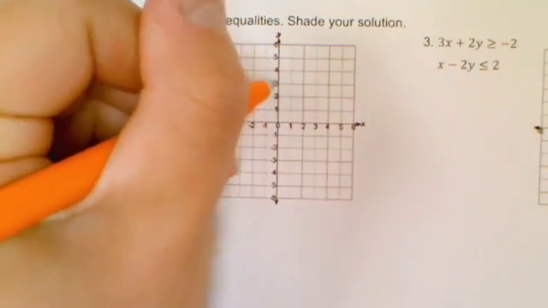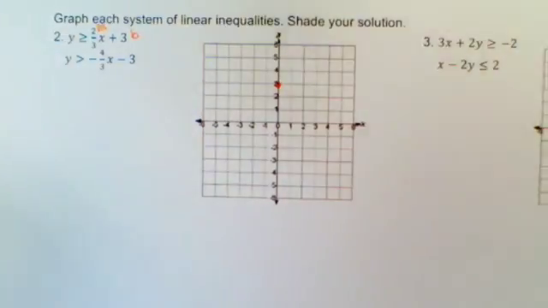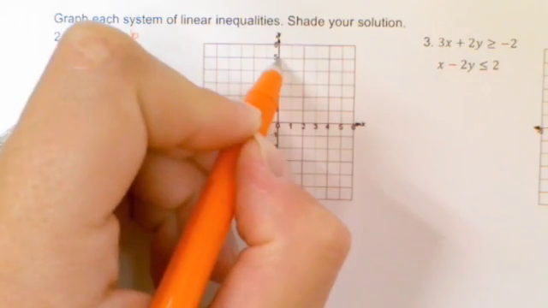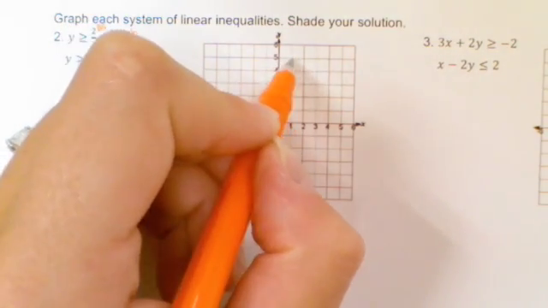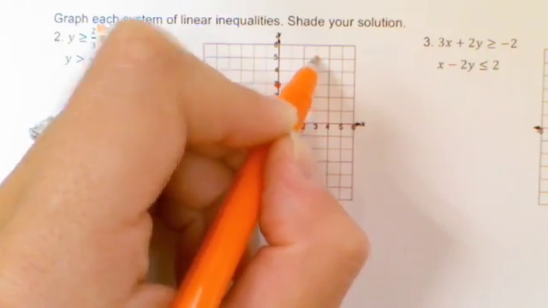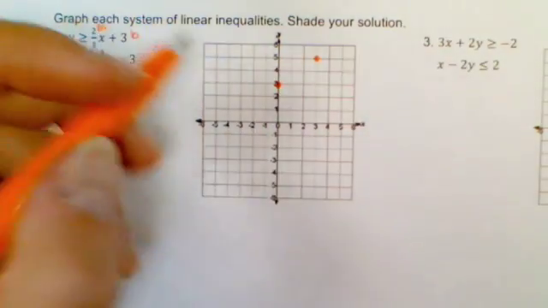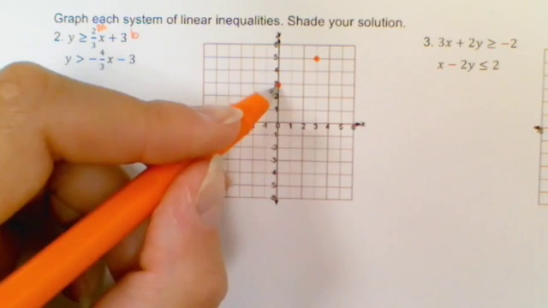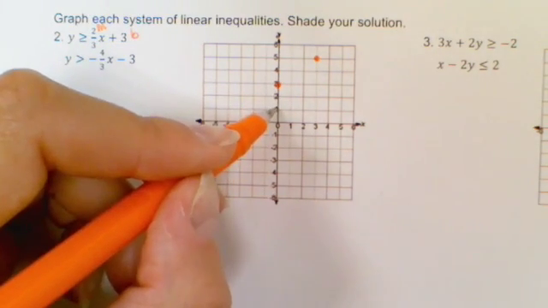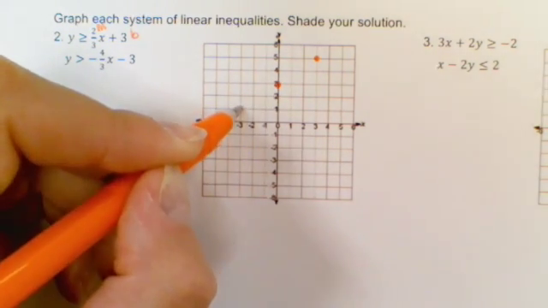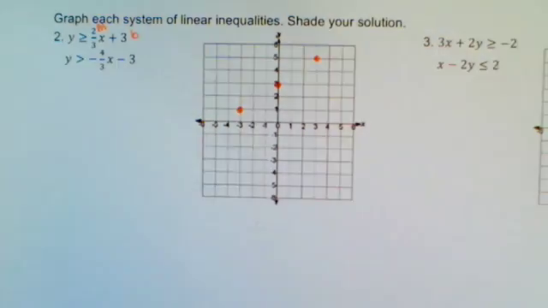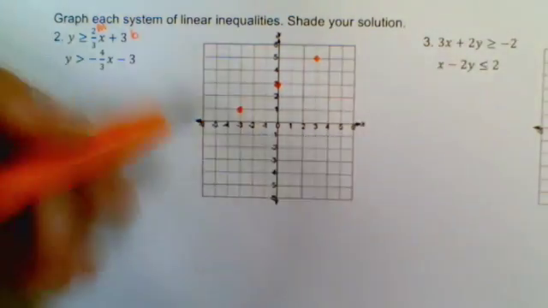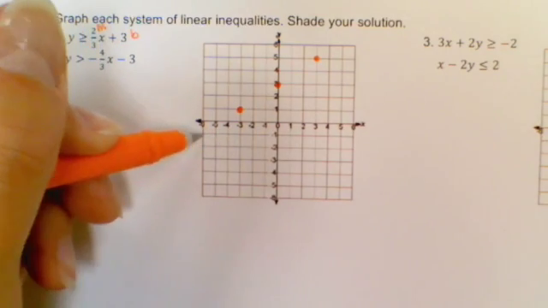So 1, 2, 3 is my y-intercept. And my slope is 2/3, so I'm going to go up 2 to the right 3. 1, 2, 3. If I go up 2 to the right 3, I'm going to go off the graph. So now from here, I'm going to go down 2, 1, 2, and to the left 3, 1, 2, 3. By going down and left, I'm taking care of that negative. 2 negatives make a positive. Oh, you know what? I could do one more. 1, 2, 1, 2, 3.